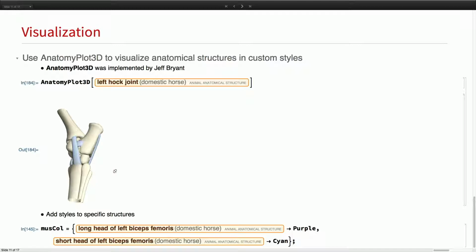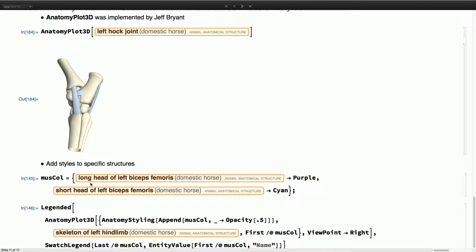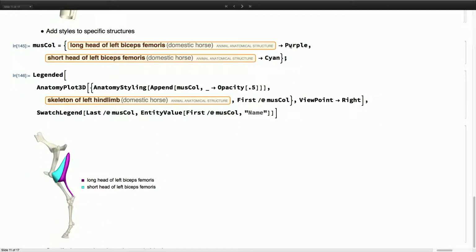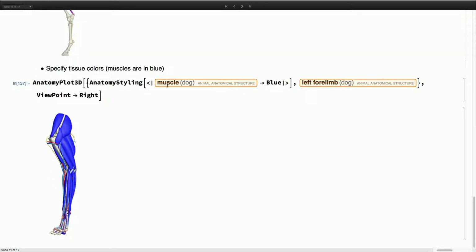Another notable feature of AnatomyPlot3D is that you can add styles to specific structures or specific tissue types. So, for example, here we specify the colors of particular muscles of the thigh and visualize them in this graphics. And in the next example, we specify the colors of the tissues. In this case, muscles are colored blue in the dog's limb.